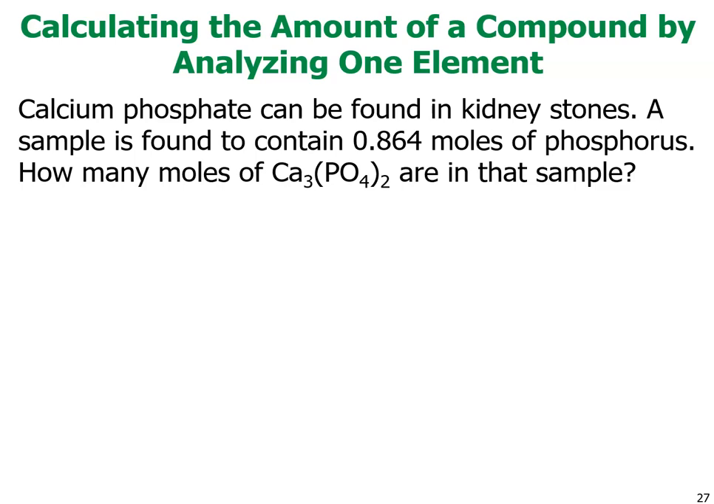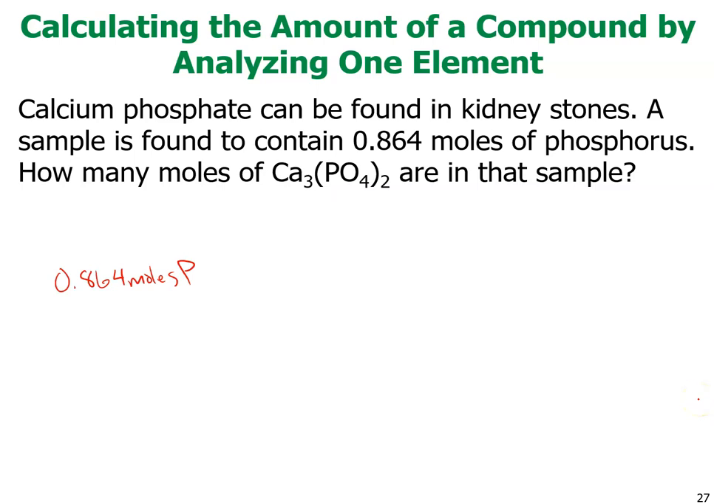All right, let's look at something a little more complicated here, and we're going to start with this problem talking about calcium phosphate. This can be found in kidney stones, and if a sample of a kidney stone was found to contain 0.864 moles of phosphorus, how many moles of calcium phosphate are in that sample? First, we need to identify phosphorus in here, and this one atom within that group is going to be the 0.864 moles. So that's what we have.